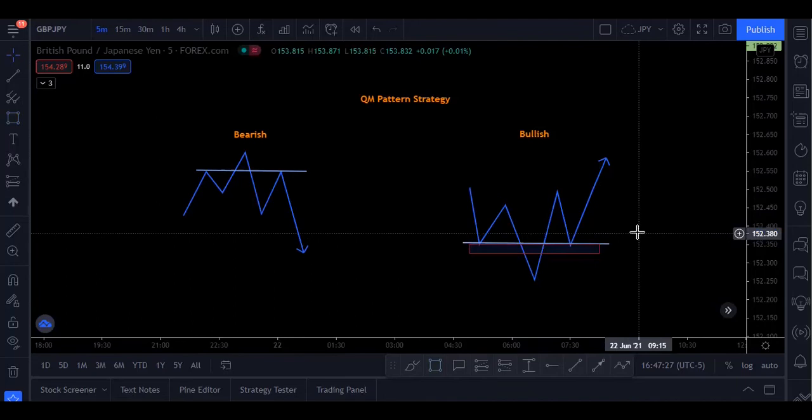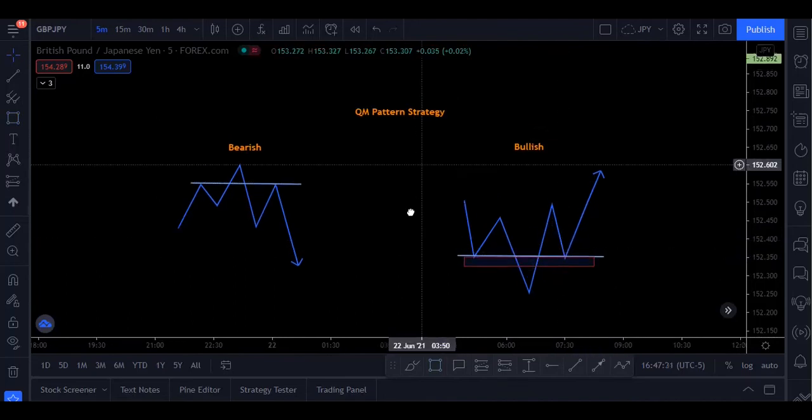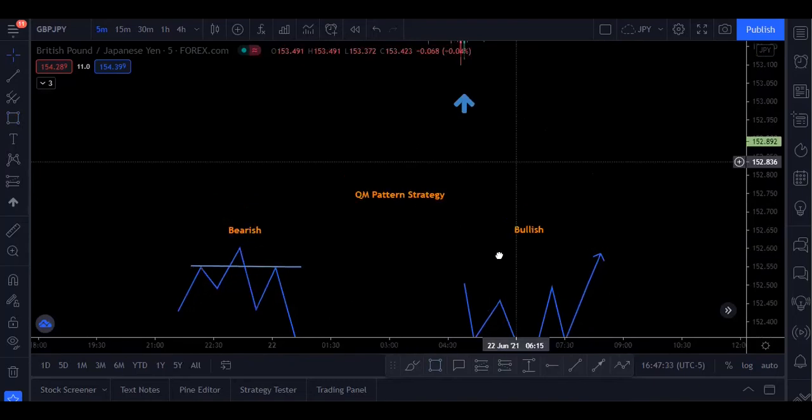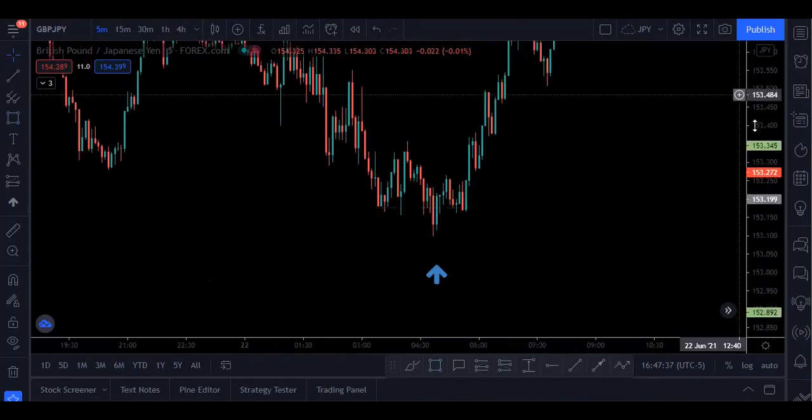Okay, and you can take your trade in this area. Okay, so now let's go. I'm gonna show you some examples in the chart. Okay, this is a 5-minute chart.